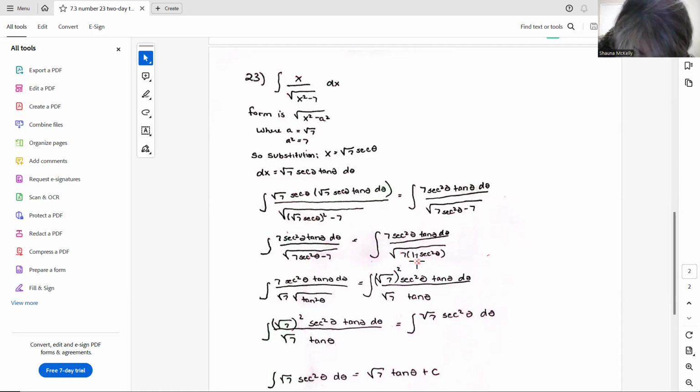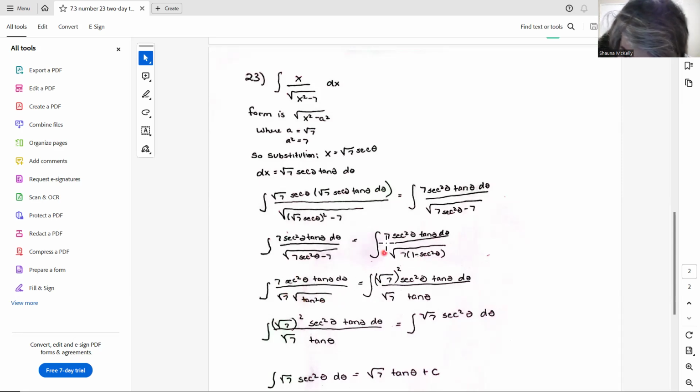And if you've been watching my other videos, you know that this is tangent squared. I derive it from the Pythagorean identity. You're more than welcome to go look at that or message me if you need help with that. But this 1 minus secant squared theta is indeed tangent squared theta. So we have the square root of secant squared, we have the integrand of 7 secant squared theta tangent theta d theta over the square root of 7 tangent squared theta.